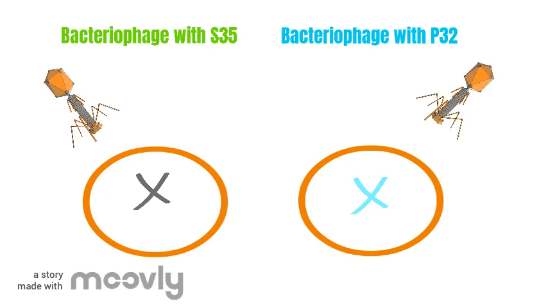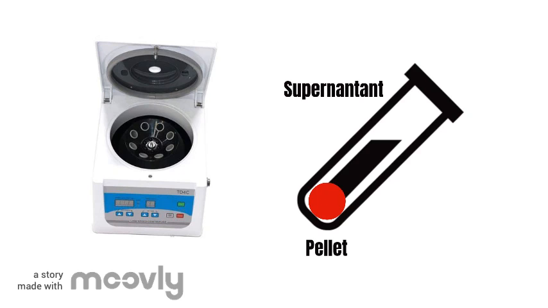The samples were then put into a centrifuge to separate the supernatant from the pellet. In a centrifuge, the heavier material will gravitate to the bottom of the tube and the lighter to the top. Bacterial cells are heavier and will fall to the bottom and create a pellet. The leftover fluid and phage parts are lighter and will gravitate to the top.